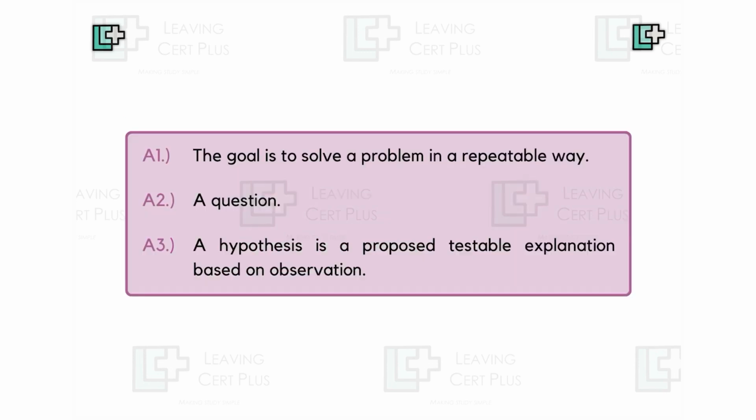So the goal of the scientific method is to solve a problem in a repeatable way. All science starts with a question, and a hypothesis is a proposed, testable explanation based on observation. So from this lesson, you should now understand the idea of the process, you should understand the definition of a hypothesis, and you should know how to form a hypothesis using the if, then, because format using TIP.